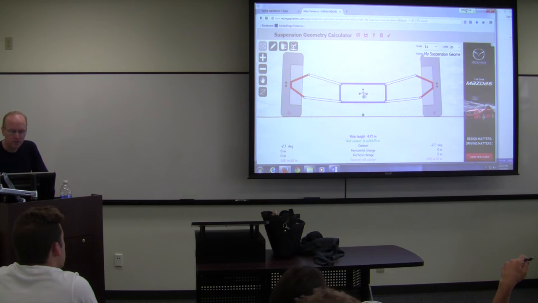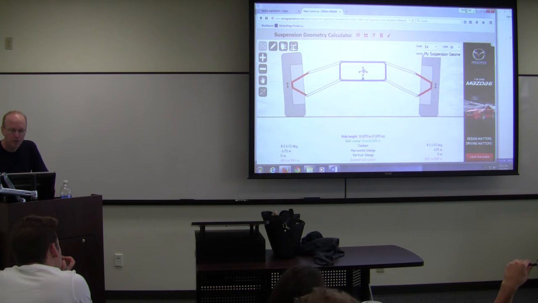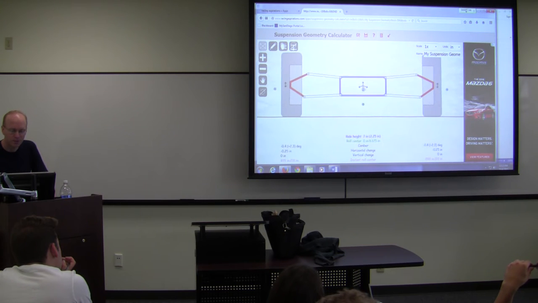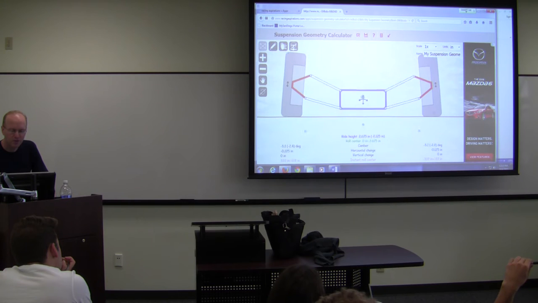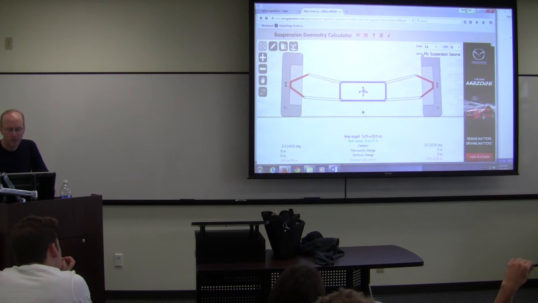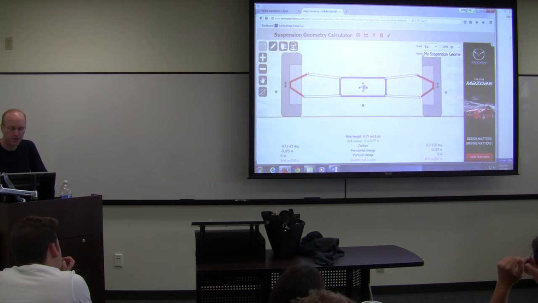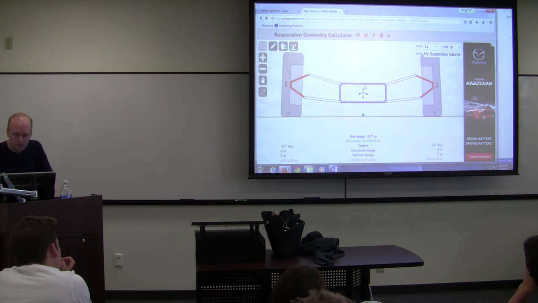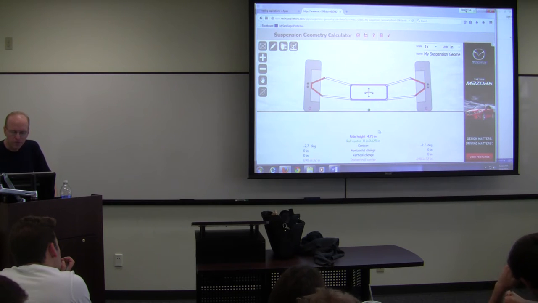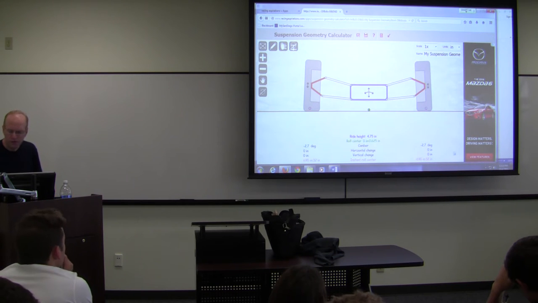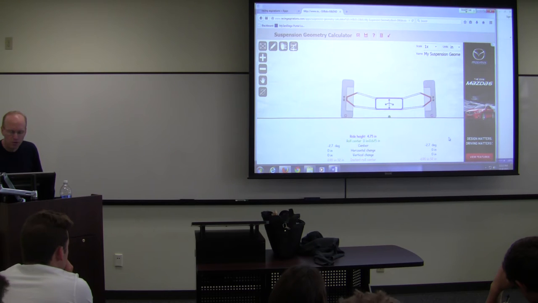So look at the distance between the blue and the green. Now it's getting much, much closer. And there it's getting further away. So for handling behavior, that's not particularly what you want. You'd like them to track each other together, not get closer to each other. Let's see, we also see the roll center is pretty close to the ground. That's shown.